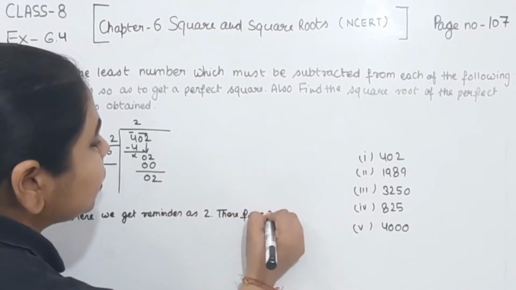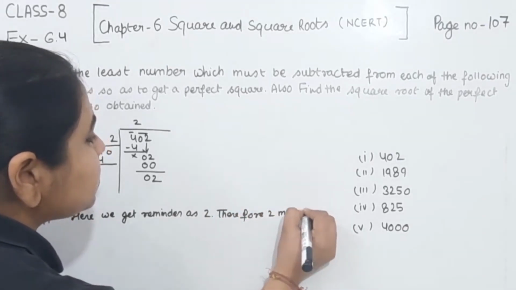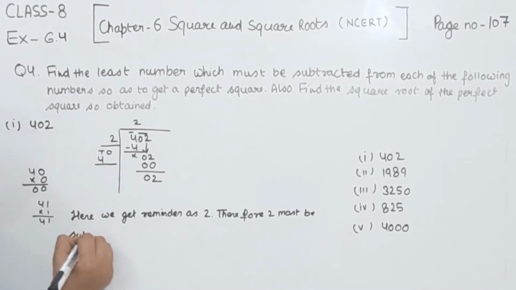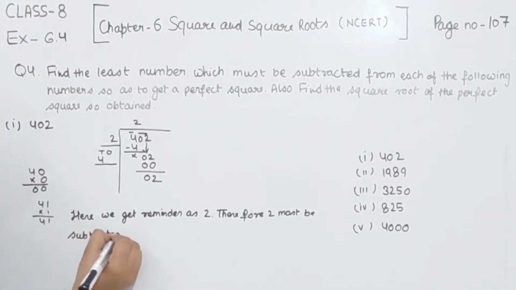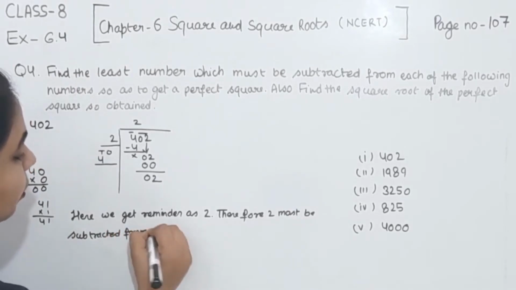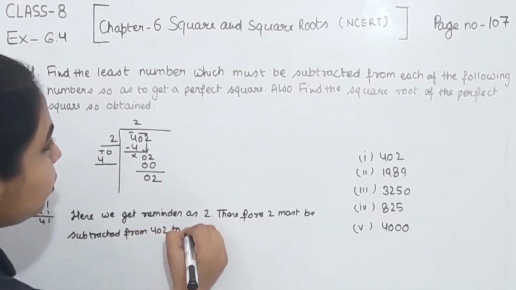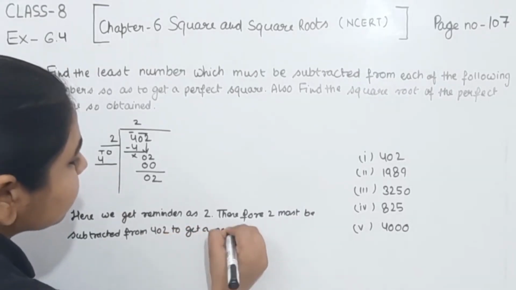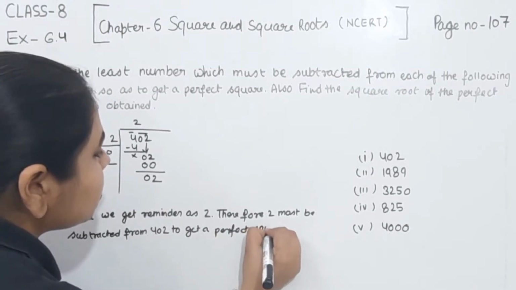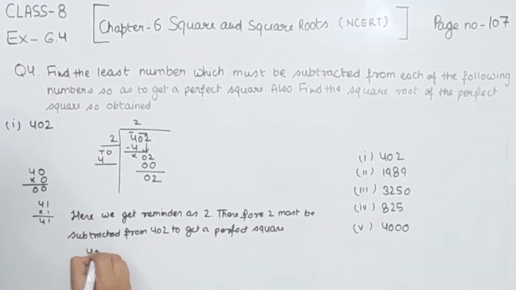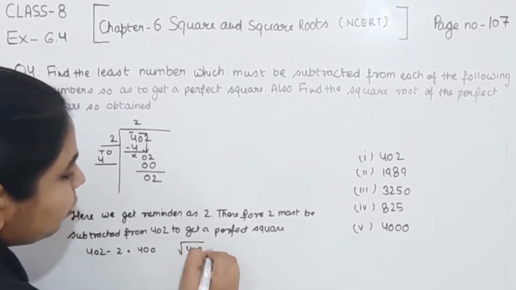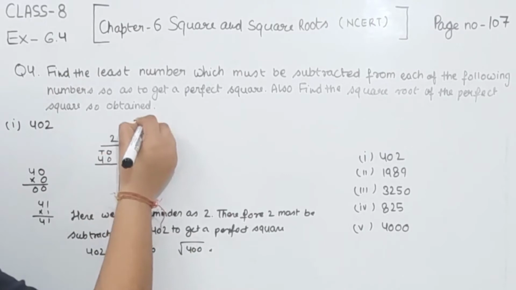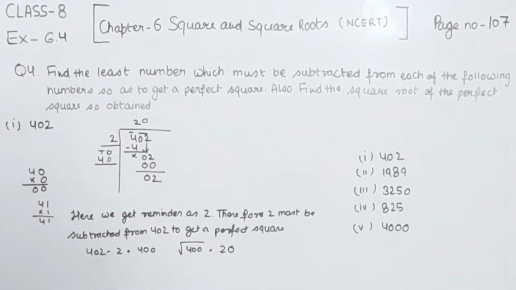Therefore 2 must be subtracted from 402 to get a perfect square. So 402 minus 2, we are having the number 400. Now the square root of 400 is equal to 20. This is part 1.